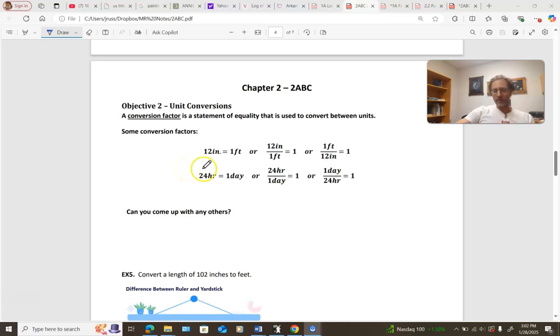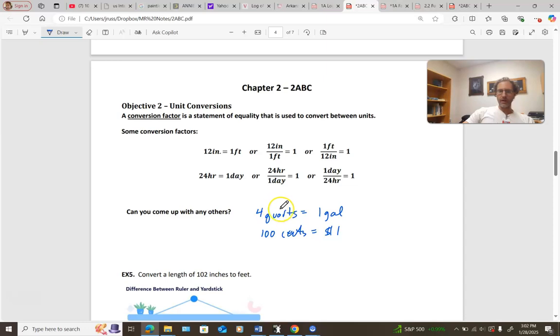There's all kinds of them. It could be 4 quarts equals 1 gallon. It could be 100 cents equals $1. So these are just different units of measurement, but they represent the same quantity.